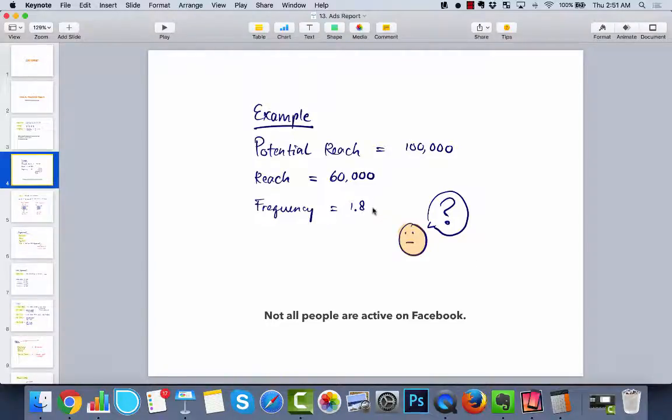Don't get confused about why it happens, because not all people are that active on Facebook, right? For example, from these 100,000 people, not all of them are active every day. So it means that your ad is not shown to them. It might be shown to the same people. That's what causes the frequency to increase.